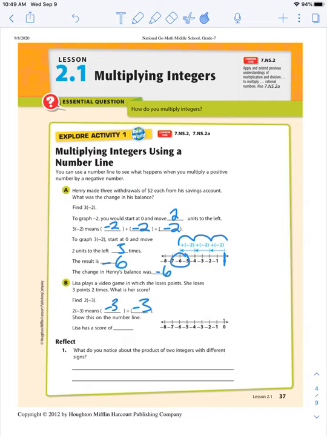So we're going to start at 0. We're going to move negative 3, and then another negative 3. So that was negative 3, negative 3. And her final score was negative 6.